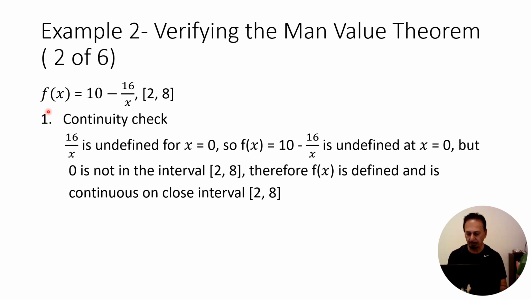So let's start with f of x equals 10 minus 16 over x. Interval is 2 to 8. Number 1, continuity check. 16 over x is undefined for x equals 0. So f of x equals 10 minus 16 over x is undefined at x equals 0. But 0 is not in the interval 2 to 8. Therefore, f of x is defined and is continuous on the closed interval [2, 8].